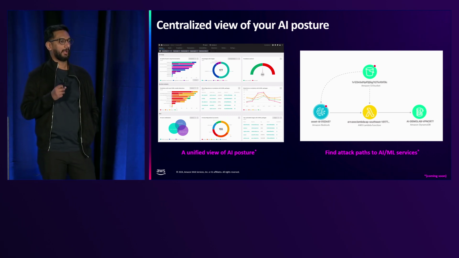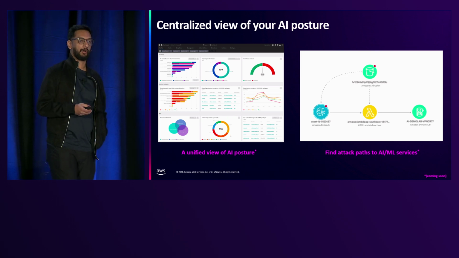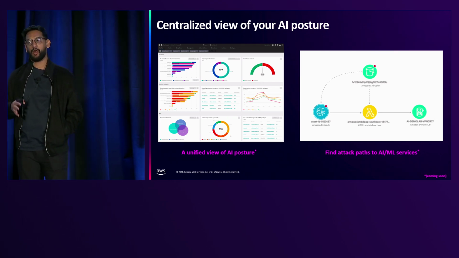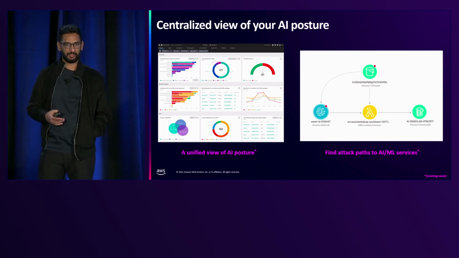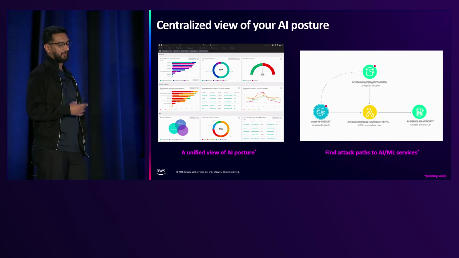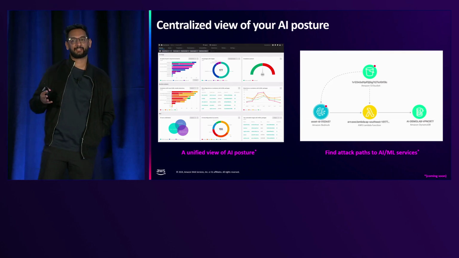We also can expose attack paths for AI ML services. So if models or containers have access to sensitive data, or there are vulnerabilities and exposures that have access to sensitive data, we're able to discover them and give context in terms of how that access is generated.